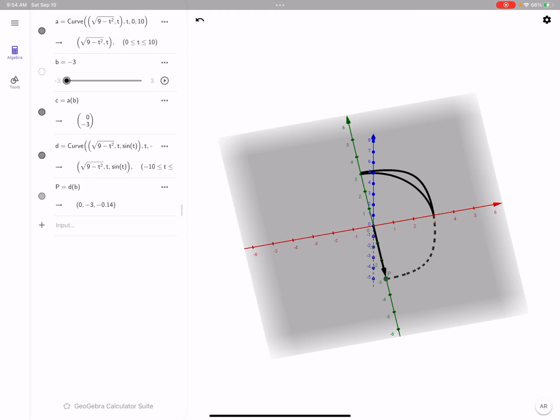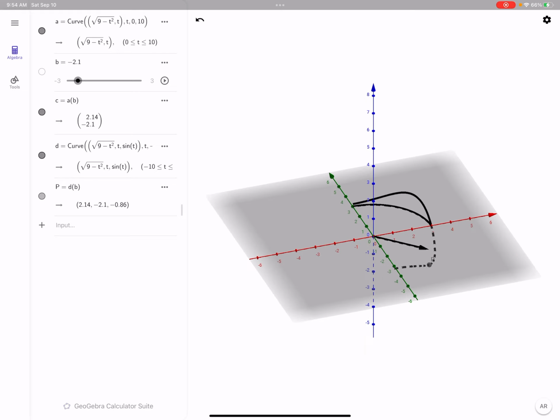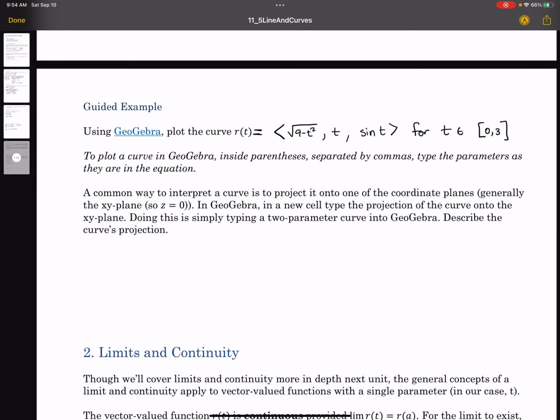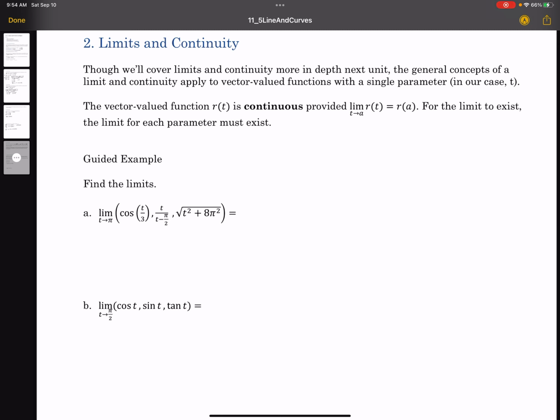So it kind of looks like a roller coaster, but this is how we can use GeoGebra to understand what the curve is actually doing. So again, if T had to be positive, we start here and just move forward. It's going to go up, hit a maximum, which we'll talk about when we get to more calculus, and just go back down to 0. So that's how we use GeoGebra to understand some points. All right, so limits and continuity.